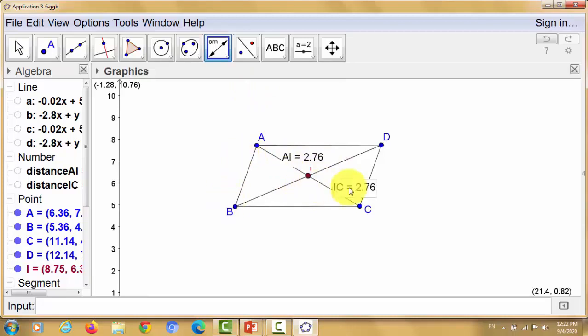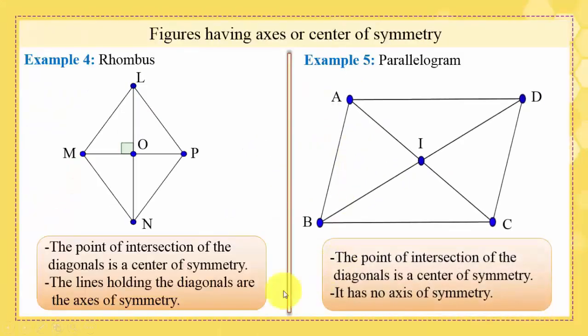then we can say that I is the center of symmetry of the parallelogram. Any point, my students, you take on the parallelogram and you make a symmetry for it with respect to I, then you will have the same measures on both sides. So the point of intersection of the diagonals is the center of symmetry. It has no axis of symmetry.